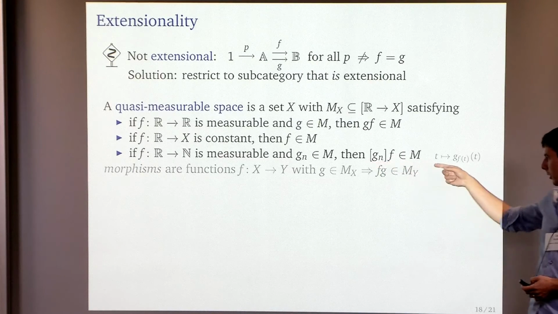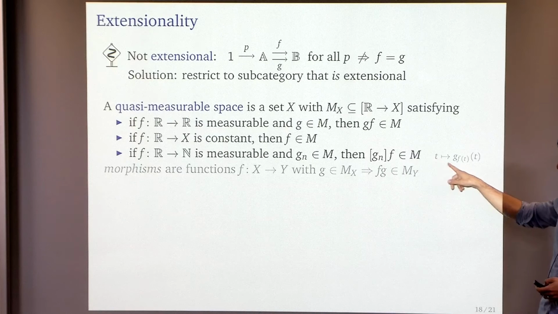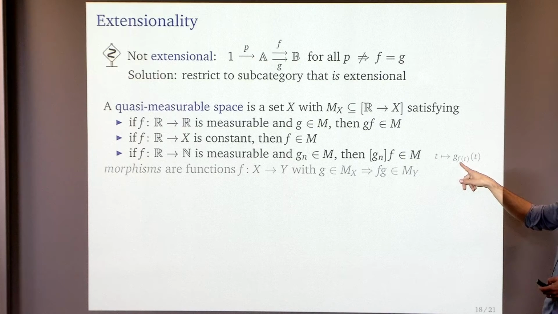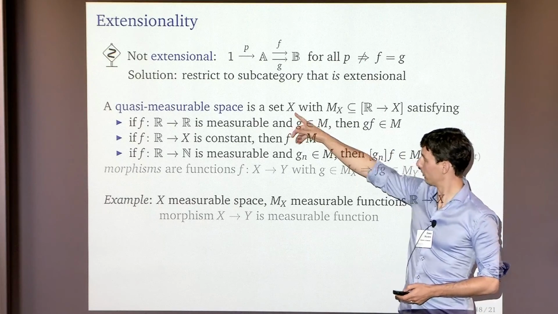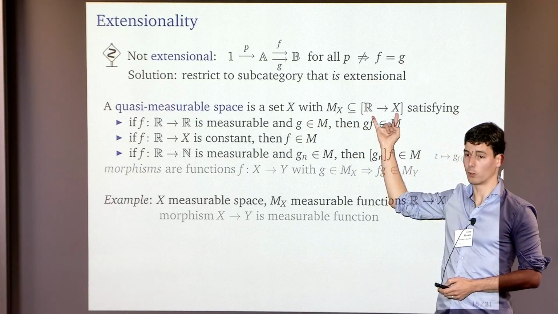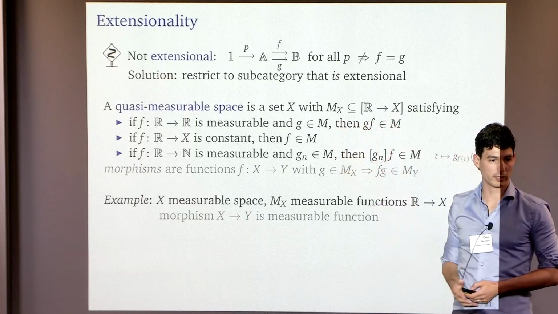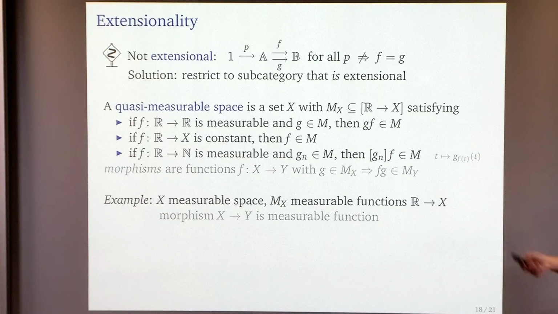This might be funny notation to you. I mean this function: you take some real number, you apply f to it to get a natural number, and apply the f-th function g to my number. Okay, so those are quasi-measurable spaces. Any measurable space is going to be an example, so that's the intuition behind them. If X were an honest-to-goodness measurable space, then I can just take this set M to be all measurable functions R to X. It will satisfy those axioms. But there will be more quasi-measurable spaces than measurable ones.